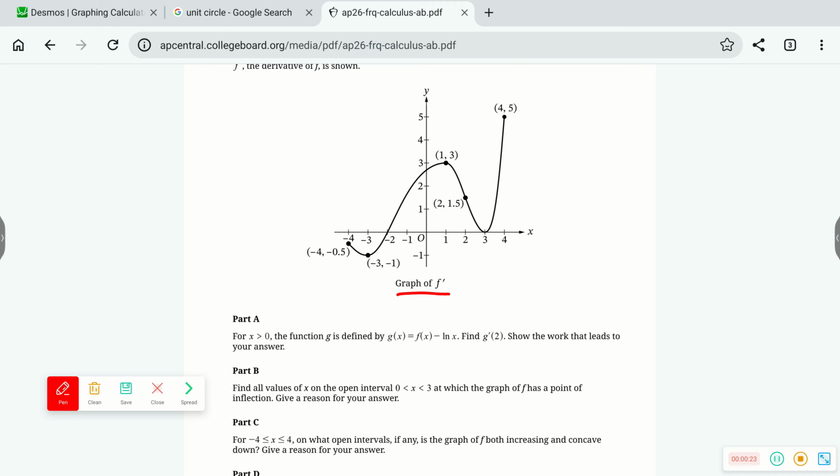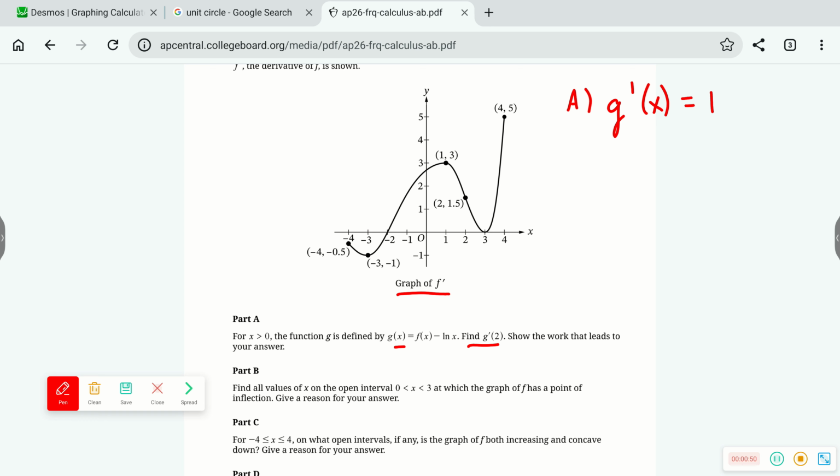Part A says for x greater than 0, the function g is defined as g of x equals f of x minus natural log of x. Find g prime of 2. Okay, so that's pretty easy. If you get confused at all, getting sort of narrow, sort of tunnel vision, focus on, okay, where is g? I've got to find the derivative. Well, g is right there. So find its derivative. We will worry about g prime of 2 in a minute. Let's get g prime of x first.